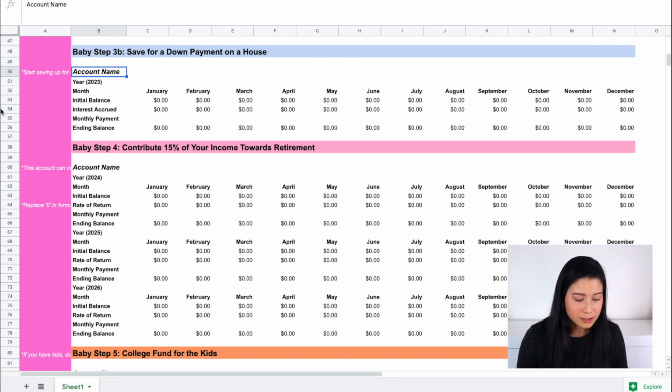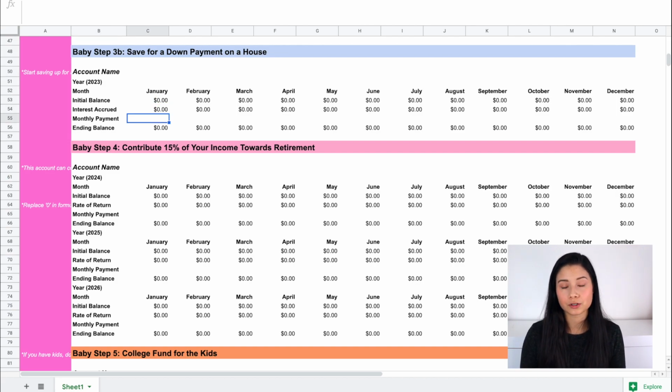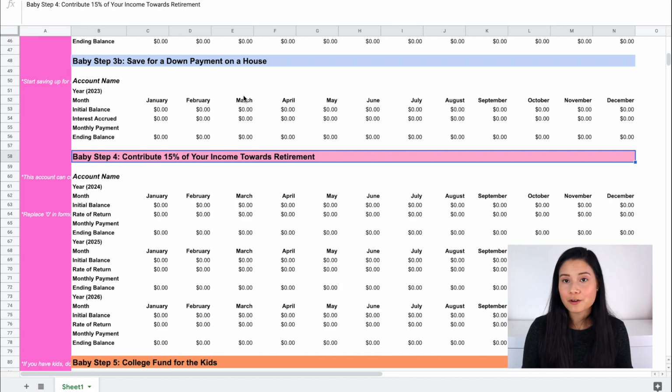It essentially looks the same as the baby step 3 template. There's nothing really special. Again, if you're putting this in a savings account, make sure to add the interest accrued. If not, you can just ignore that or delete it and adjust the formula of the ending balance to ignore that interest. So you have your down payment saved up.